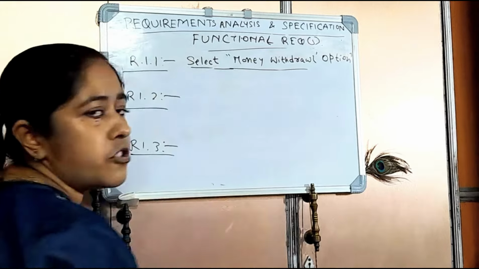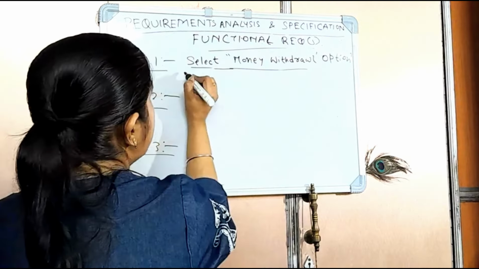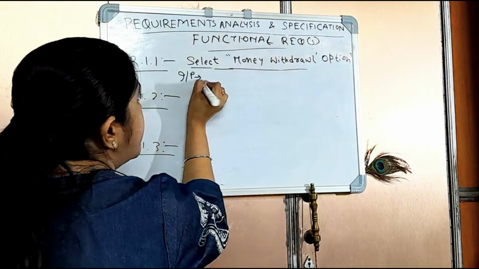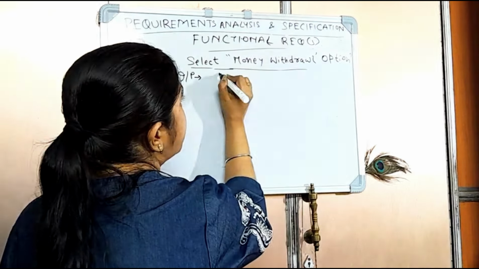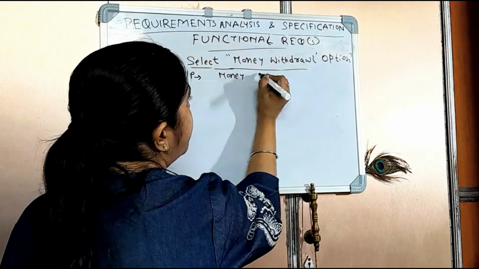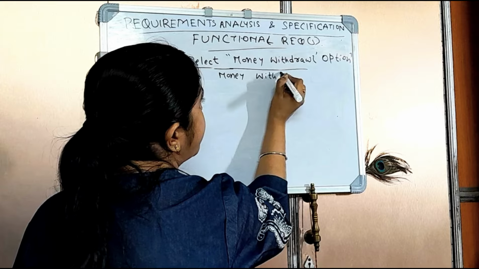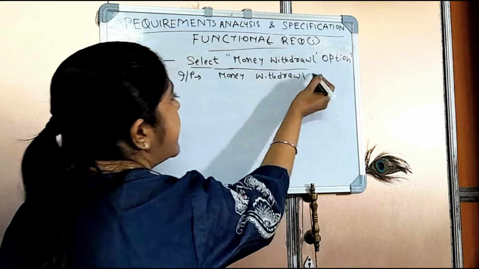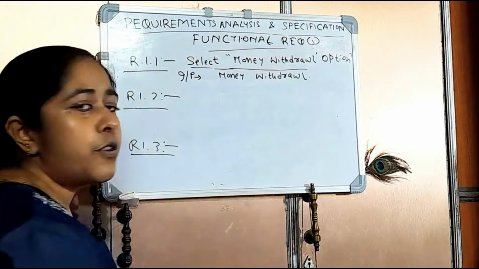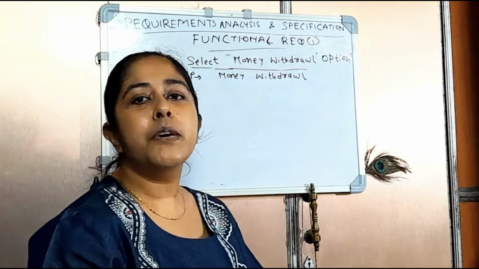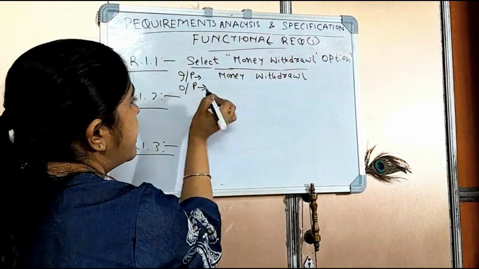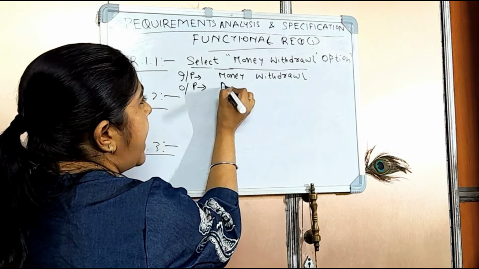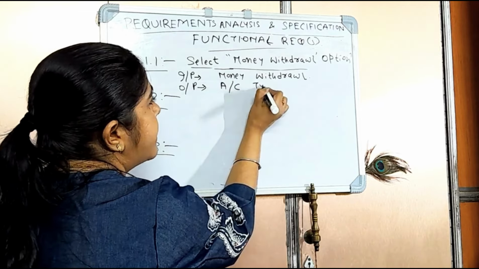Select money withdrawal option. Now for this purpose, what will be the input? We will just select this one, money withdrawal. This is our input. I need to withdraw my money. What will be the output from the ATM? That is the account type. What is your account type?